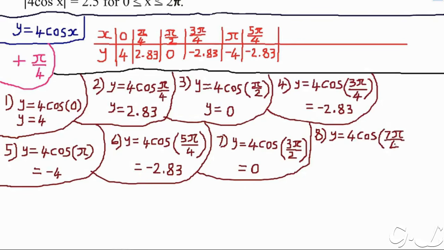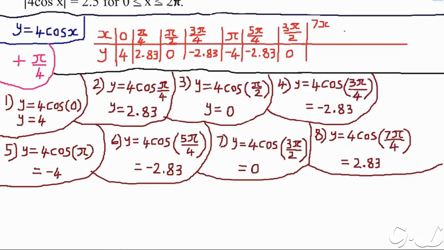Let's now go to number 8. So y is equal to 4 cos of 7 pi over 4, because 3 pi over 2 plus pi over 4 will give you 7 pi over 4. So on number 8, when you do the calculations, it will give you 2.83.